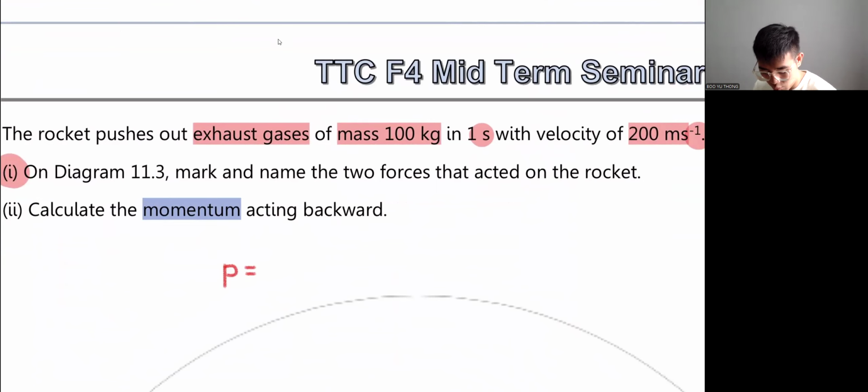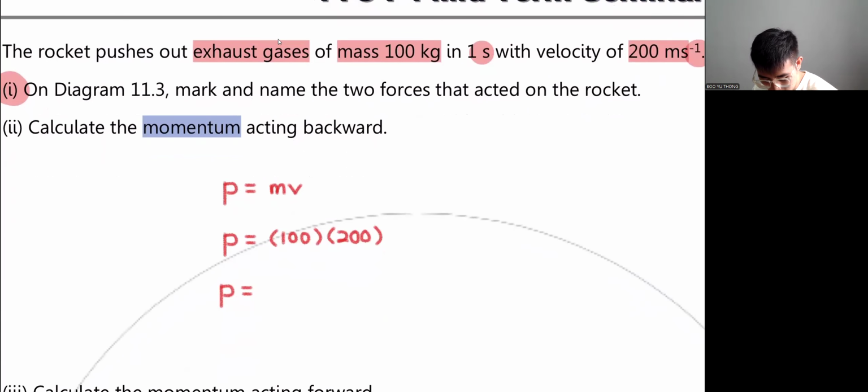And then we are going to use mass times velocity of the gas flow, the mass of the gas and also the velocity of the gas flow, right? So the mass of the gas given by the question is 100 kg, and the velocity of the gas moving backward is given by the question as well, is 200 meters per second. So 100 multiplied by 200 gives you 20,000. Right, now 20,000, but don't forget to include the unit.